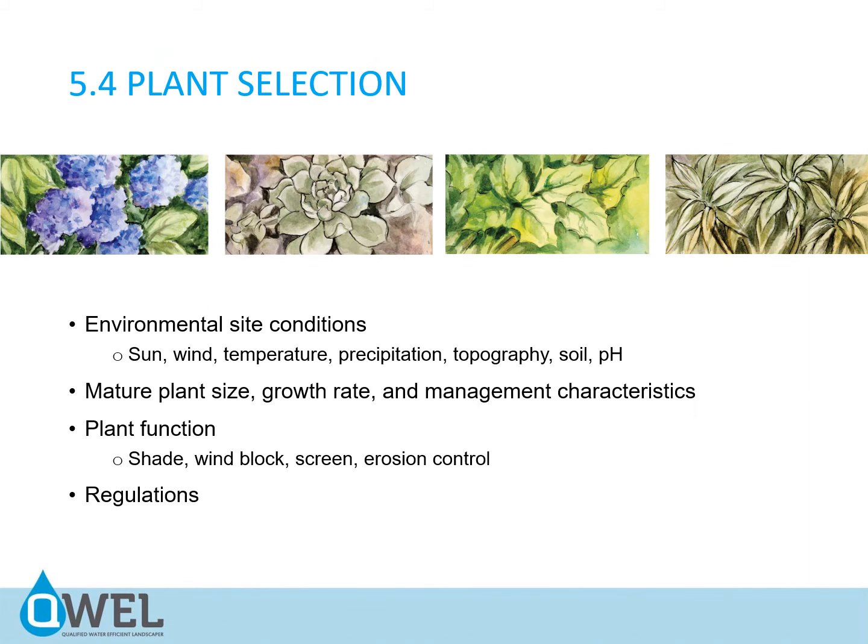5.4 Plant selection. Environmental site conditions such as sun, wind, temperature, precipitation, topography, soil, and pH should all be considered. The mature plant size, the growth rate, and the management characteristics of that plant as well. What is the plant's function? Does it provide shade? Does it block wind? Does it screen? Or is it used for erosion control? And also, what are your regulations?